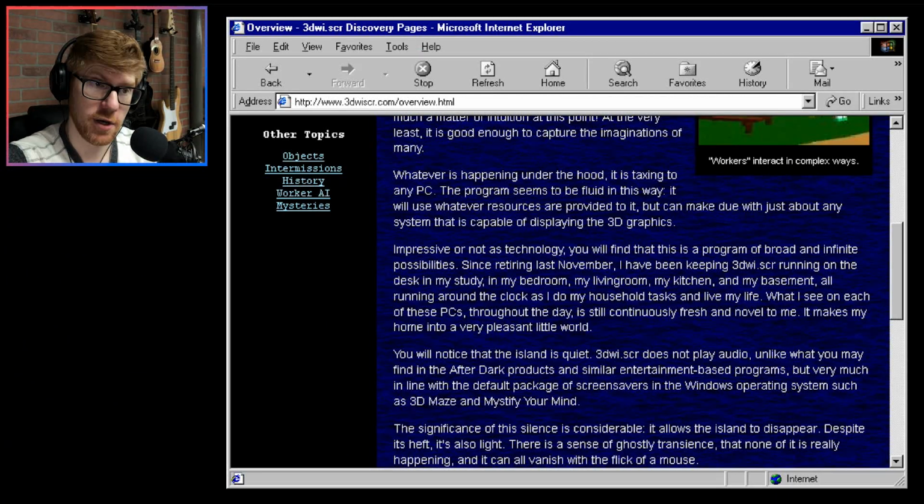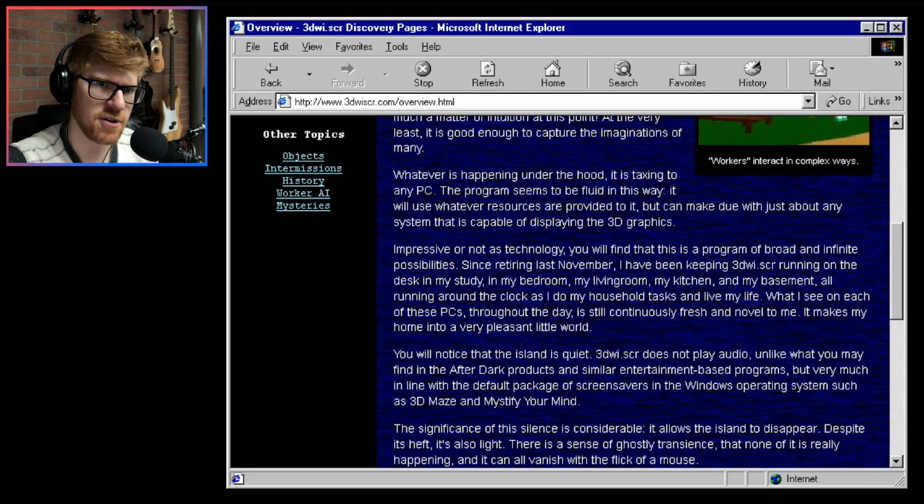Whatever's happening under the hood, it is taxing to any PC. The program seems to be fluid in this way. It will use whatever resources are provided to it, but can make do with just about any system that is capable of displaying the 3D graphics. Impressive or not as technology, you will find that this program is of broad and infinite possibilities.